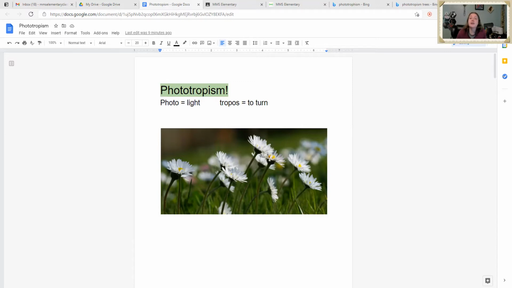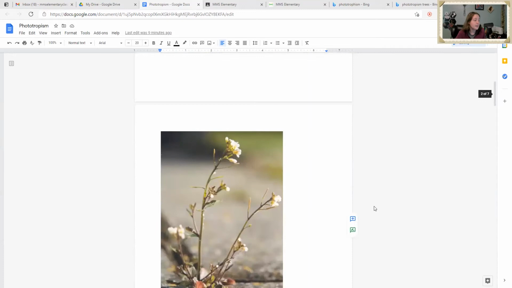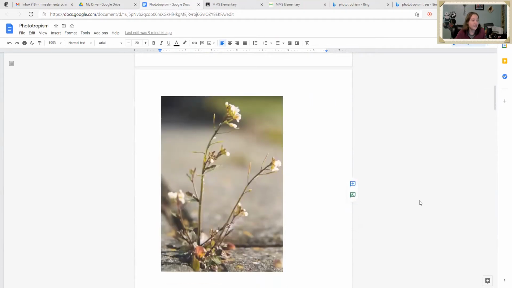So those daisies are doing phototropism. They are bending towards the light. Here's another little plant. Look at this little plant.